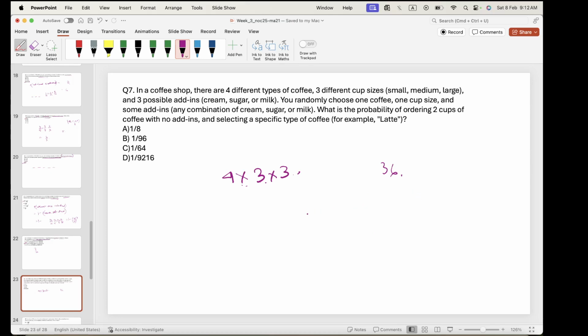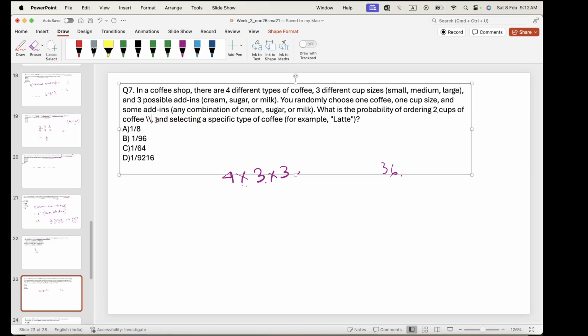Now, let's say I randomly choose one coffee, one cup size, and some add-ins. Okay, here I am choosing add-ins, so I will remove this part. Okay, one coffee, one cup size, and let's say one add-in.